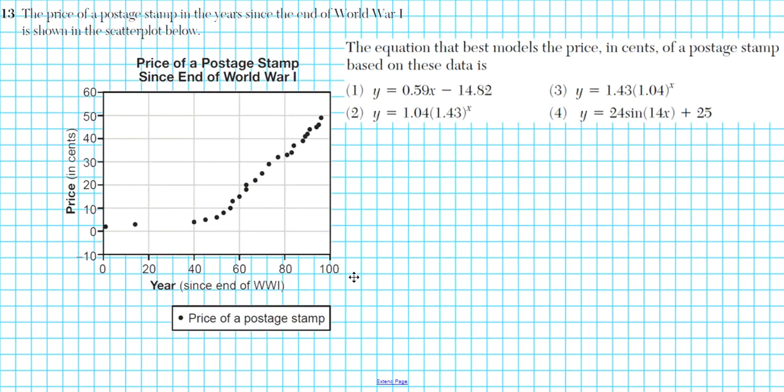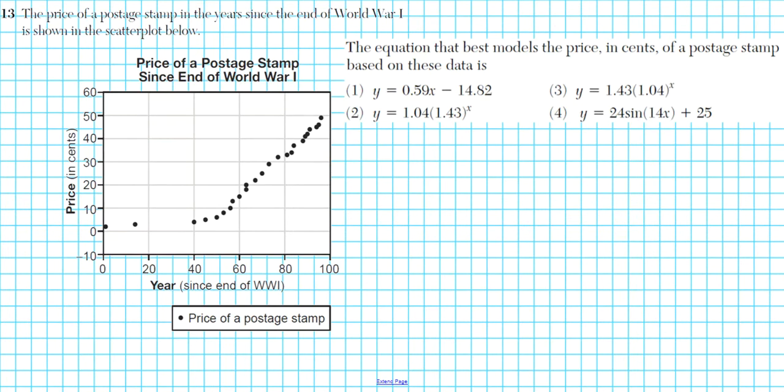All right, let's take a look at question 13. It says the price of a postage stamp and the years since the end of World War I is shown in the scatter plot below. So we have a scatter plot here. Question: the equation that best models the price in cents of a postage stamp based on this data is, so we have 4 functions. We have a linear function, 2 exponential functions, 1 with an obviously faster growing rate than this one, and then we have a trigonometric function here. So which best represents this scenario right here?